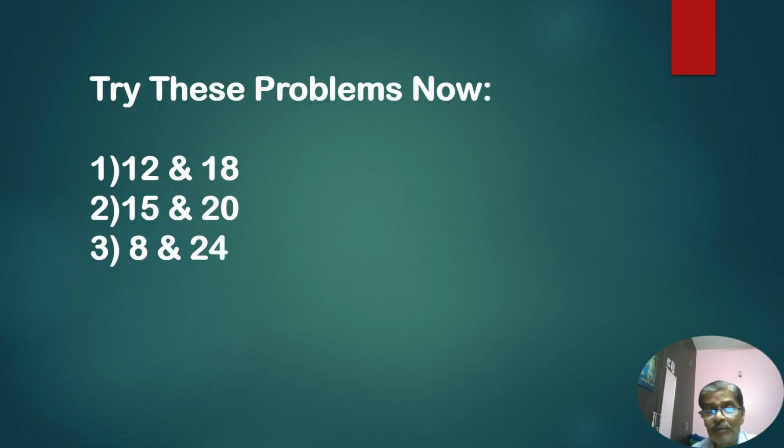Try these problems. Definitely you'll be faster and more accurate using our GMFC method. First problem, the numbers given are 12 and 18, second is 15 and 20, and the third is 8 and 24. Start working out, and I'll be waiting. I'll pause the video for some time, and when I come back, I'll give you the answers for all these three problems. Let us try how exactly it will be useful for you.